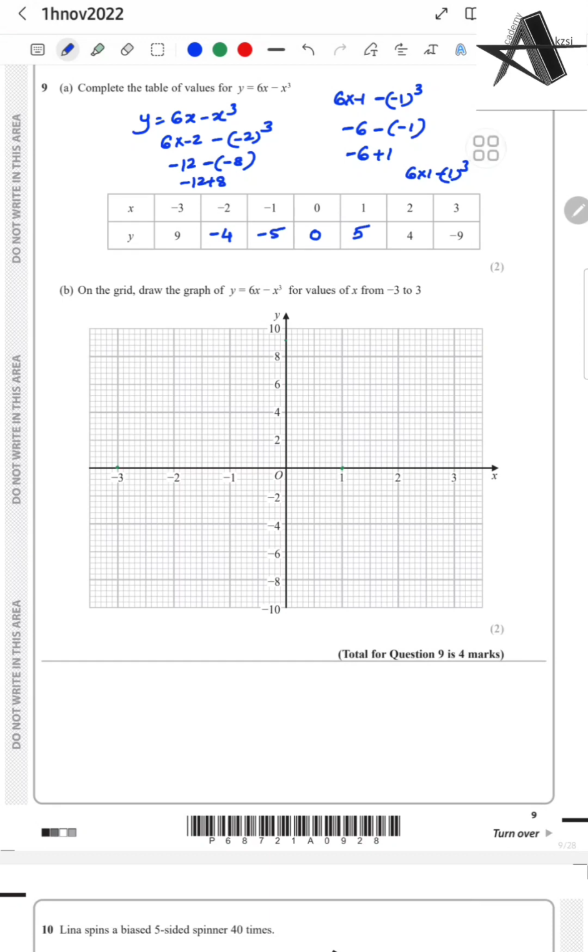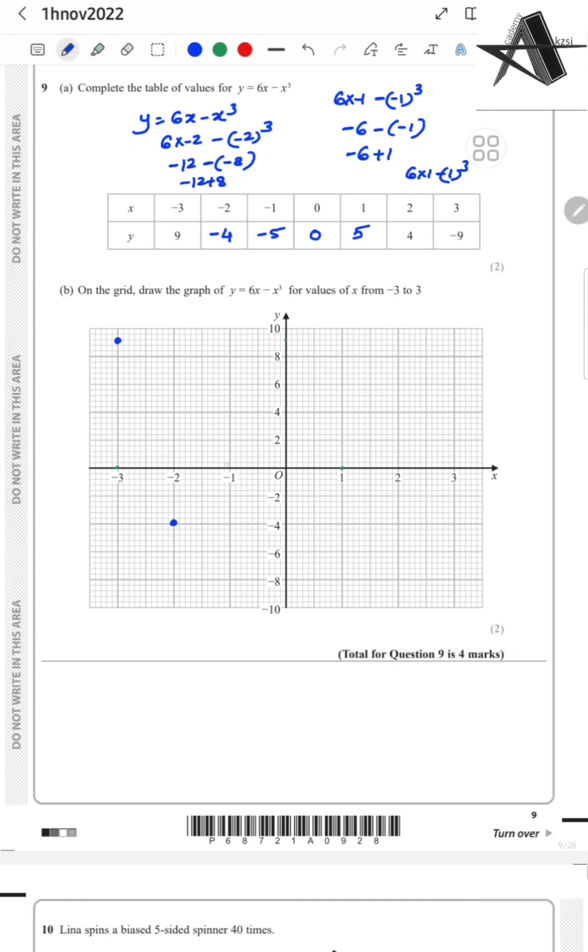The next is using all the values that we have calculated and what's given in the table. Plot it on the graph and plot the curve. Minus 3 and minus 9, that means where x is minus 3 and y is minus 9, which is here. Second is minus 2 and -4. -2 and -4 is here.